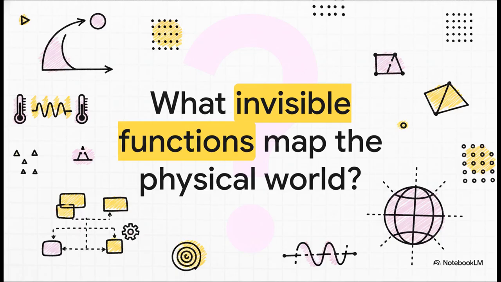Which leaves us with a final, fascinating thought to ponder today. We started with the idea that mathematics is the indispensable instrument of all physical research. From the trajectory of a thrown ball, to the temperature variations in your city, to the very algorithms delivering this explainer to you right now, it is all governed by strict inputs yielding specific outputs. So look around you. What invisible functions are mapping the physical world around you right now?